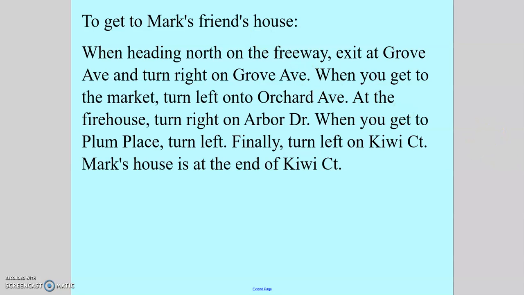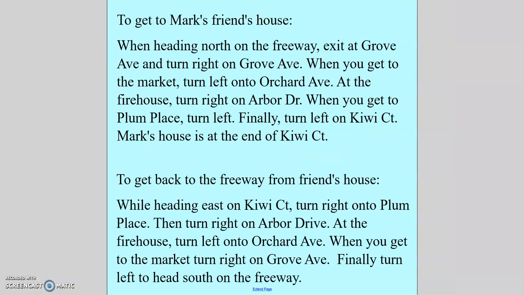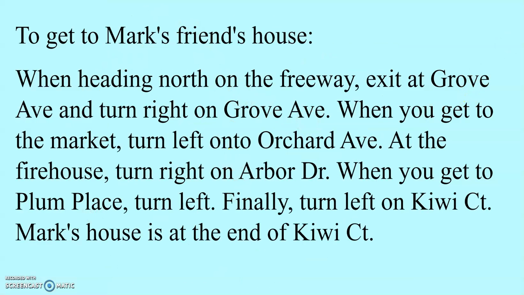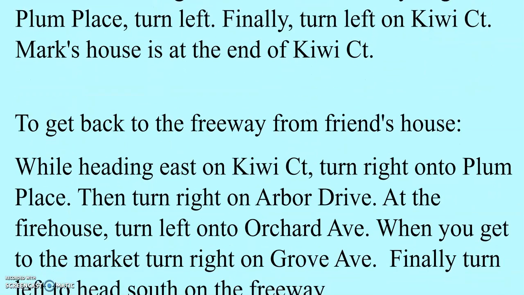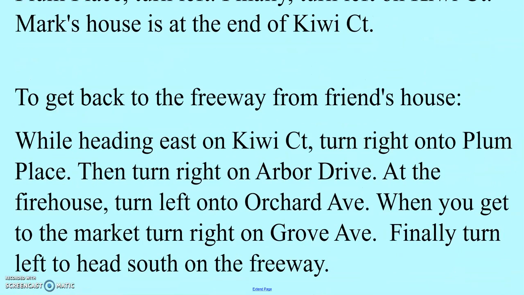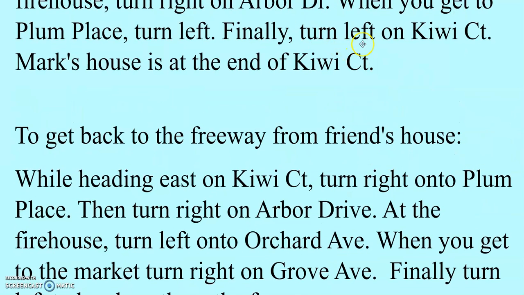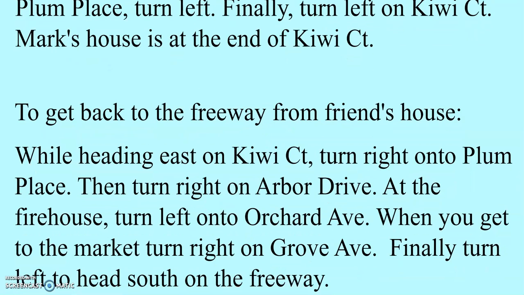Now, the real reason that we wanted to do that is for the next question, which was to use those directions and reverse them to get Mark back to the freeway. Basically, you have to head east on Kiwi Court. You turn right onto Plum Place. Notice each direction has the opposite turn. This was a left turn onto Kiwi, but now I'm turning right onto Plum. It's also onto the previous street. So you have to go backwards, right? You have to undo the directions and go to the previous street.